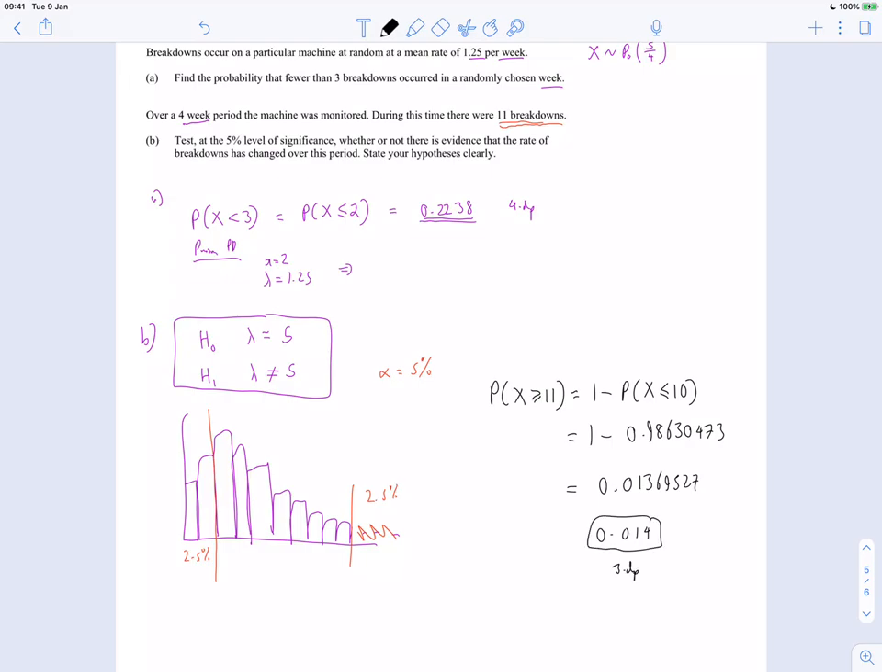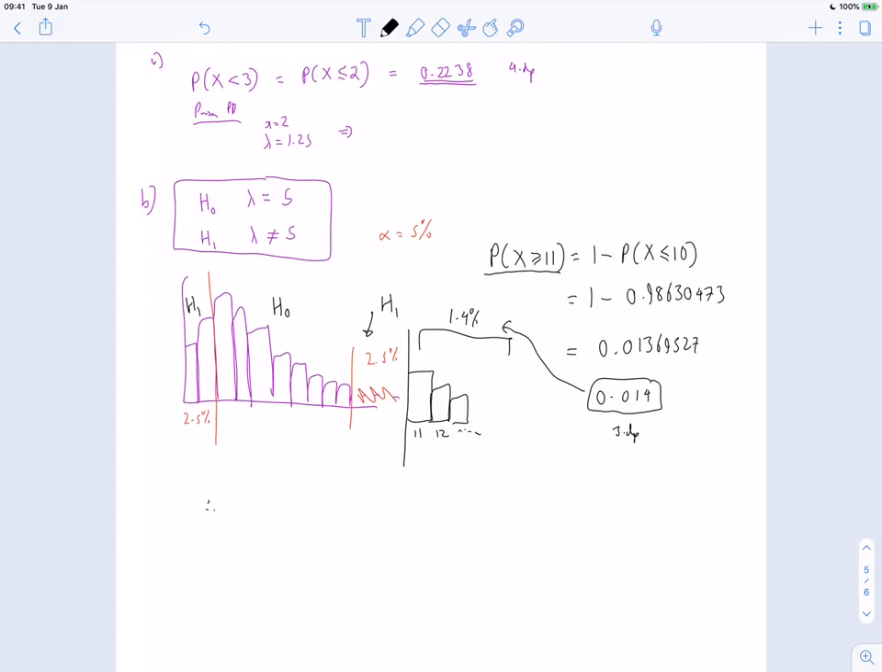Now think about it. That means greater than or equal to 11 means that I've drawn a line here such that this is where the 11 bar is, and then it goes 12, and then it goes 13, and so on, such that this area to infinity is 1.4%. That's what 0.014 means. That's clearly to the right of this 2.5%, which means we're clearly in the H1 region. The other H1 region is back here, and the H0 acceptance region is over here. So clearly, because 0.014 is less than 0.025, we will reject H0, and therefore there is evidence at the 5% level that lambda has changed from 5.